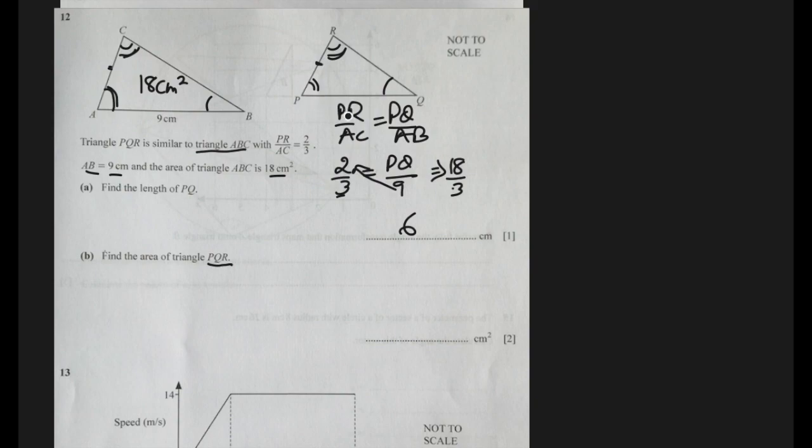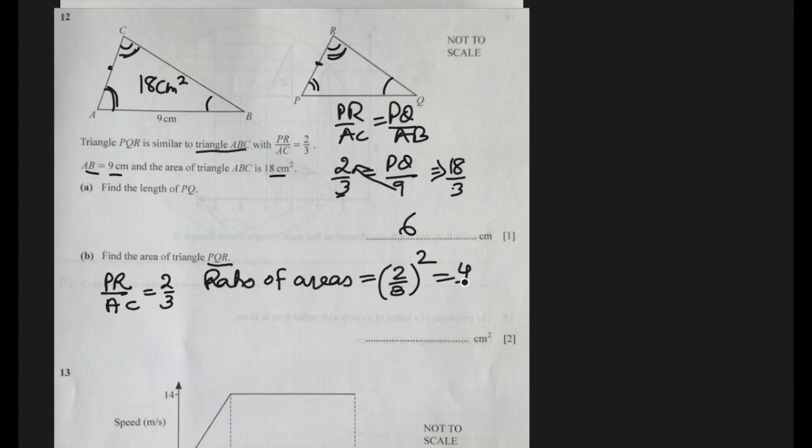Now, I said the ratio of the sides is always equal, but that is not the case with the areas. It happens like this. So PR over AC is 2 over 3, they have given, right? This is the ratio of sides. So the ratio of area will be the square of the ratio of the sides. Any two sides, whatever is the ratio, just square that. It becomes 4 over 9. Like we use 2 over 3 here, we will use 4 over 9 for area.